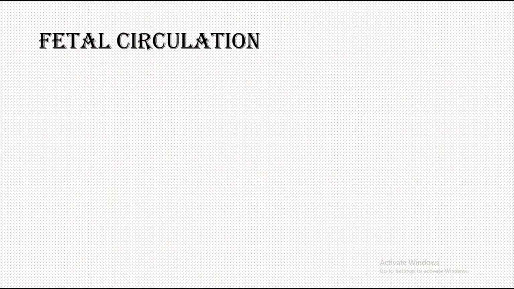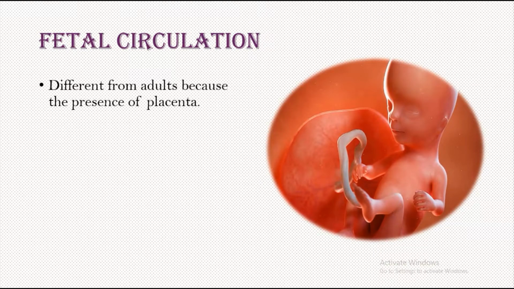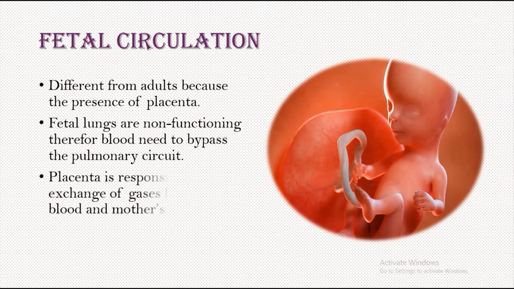Now let's talk about the fetal circulation. The fetal circulation is different from that of adults because of the presence of the placenta. Fetal lungs are not functioning, therefore blood needs to bypass the pulmonary circuit. The placenta is responsible for the exchange of gases between the fetal blood and the mother's blood.